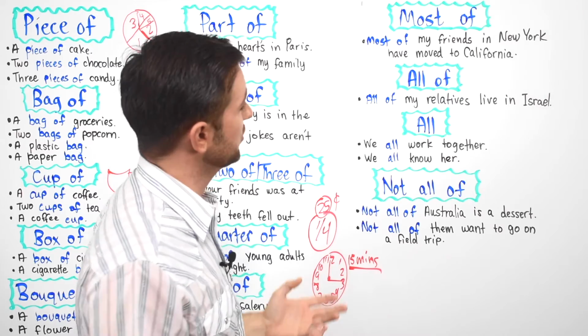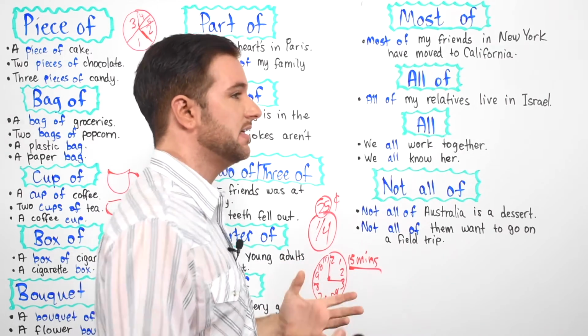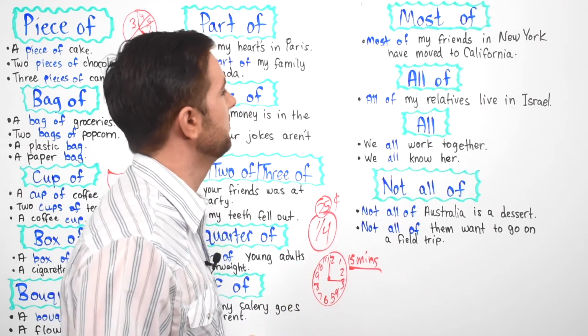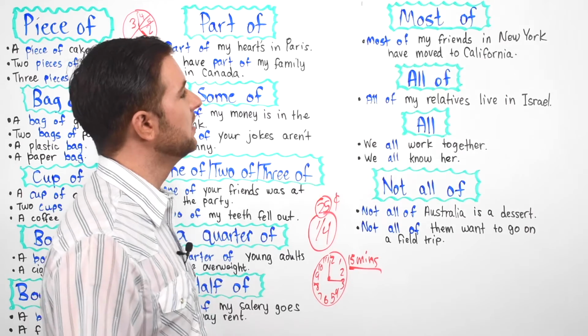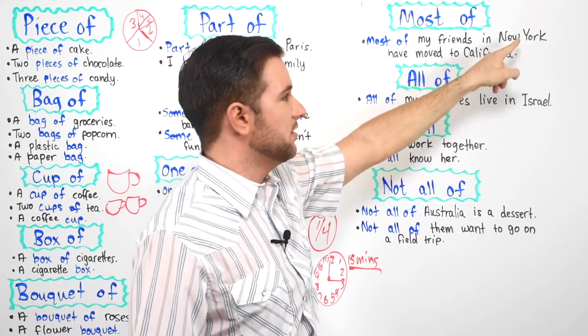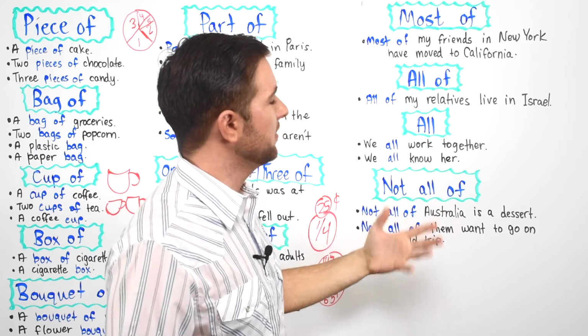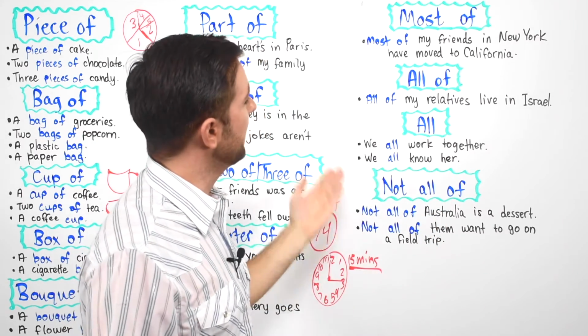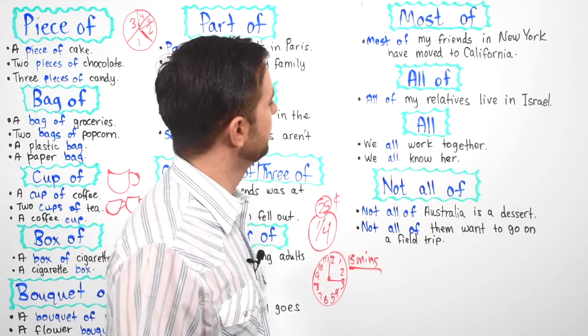More than 50%. It could be 60%, it could be 70, 80, 90%, we don't know. But most of my friends in New York have moved to California, meaning they no longer live in New York. They don't have a house there. They don't have their car there. They don't have their life there. They have moved to California.